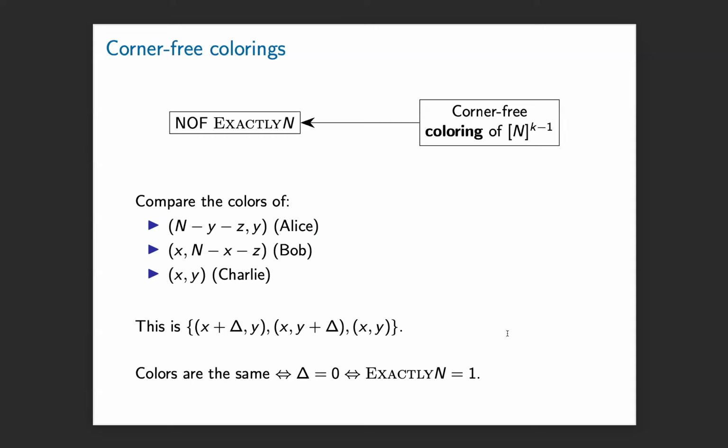So what Alice has was x plus delta, y. What Bob had was x, y plus delta, and Charlie has x, y. So this is a corner, and the colors are the same if and only if the delta value is 0.